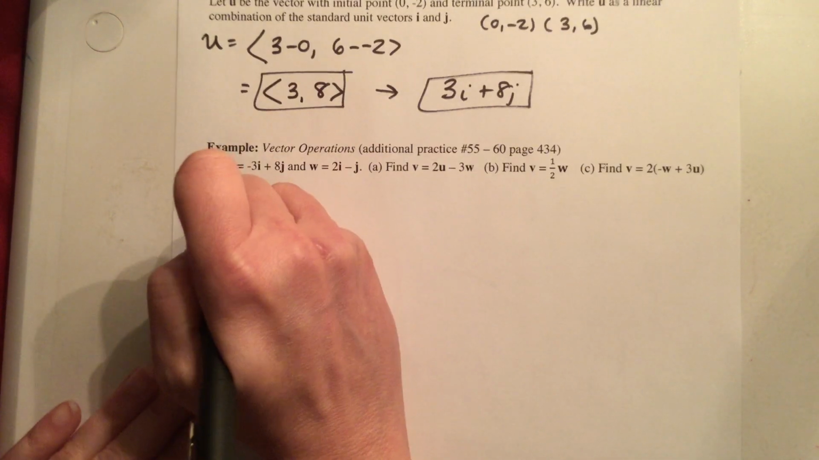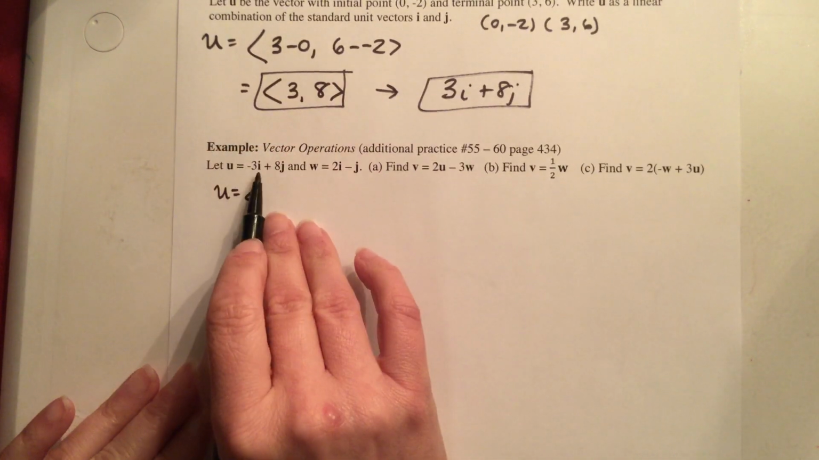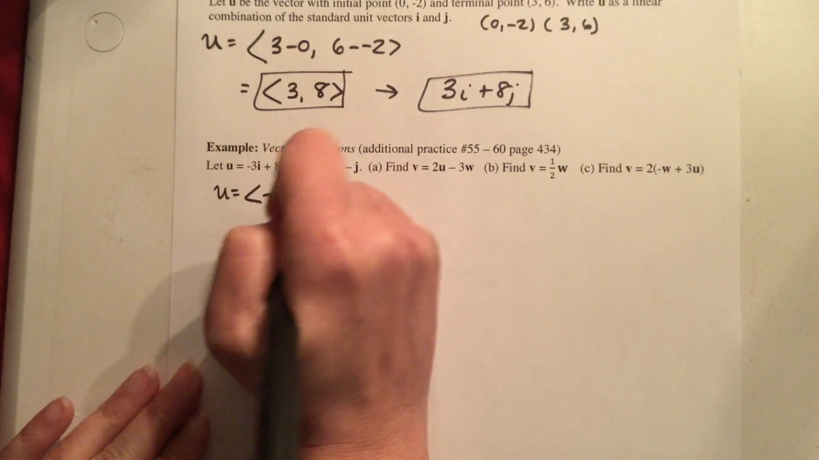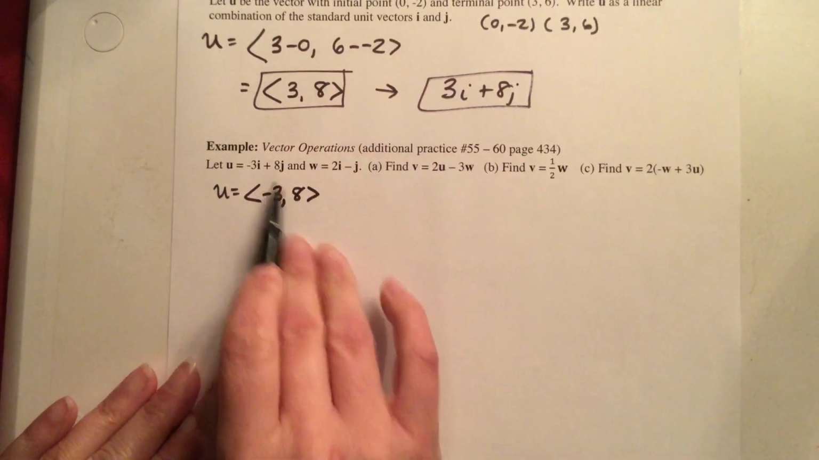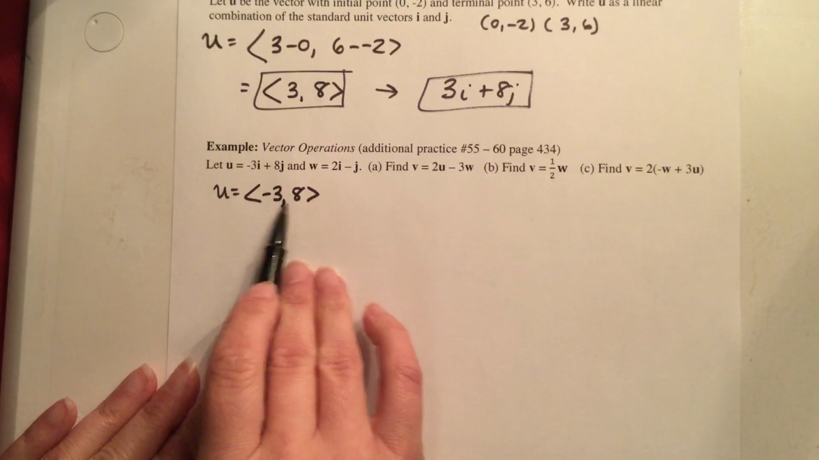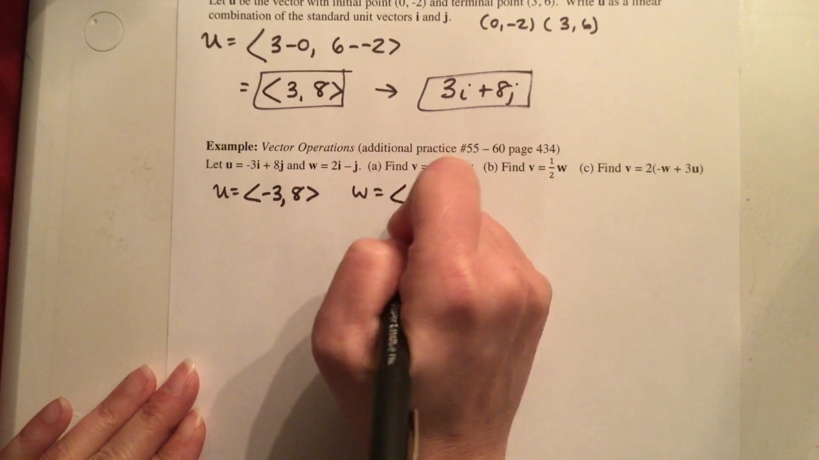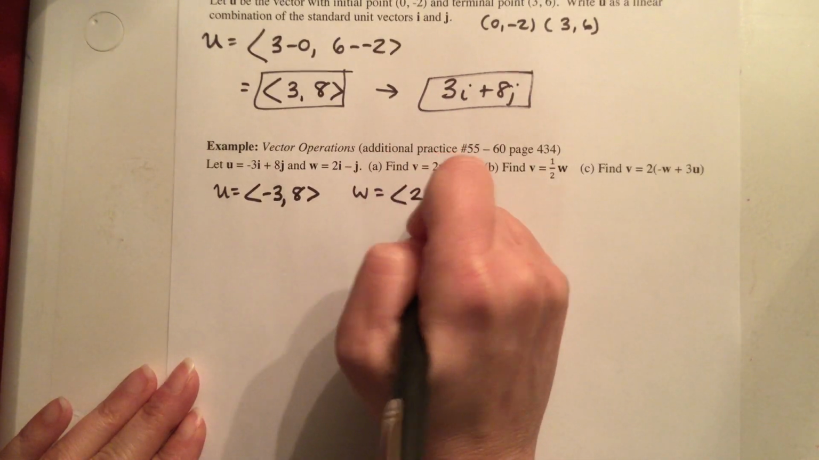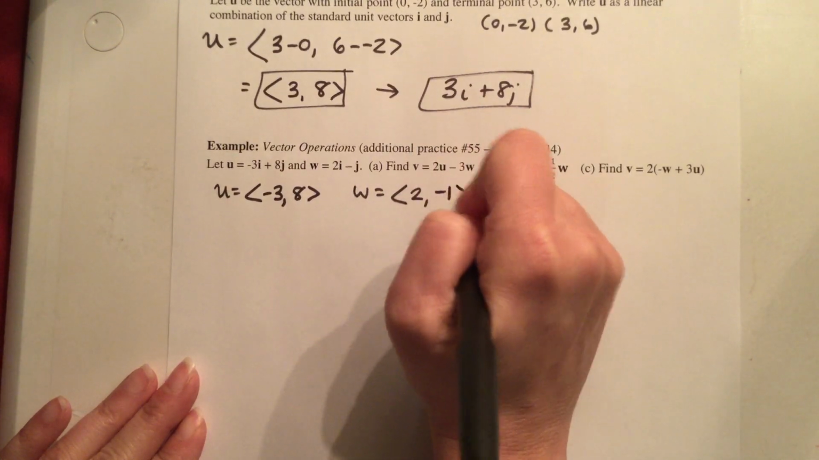So what I would do first is say u, okay? The i means that that's the x value, so that's -3. The j means it's the y value. So this is the same thing as -3, 8. W, the x value is a 2. The y value is a -1.